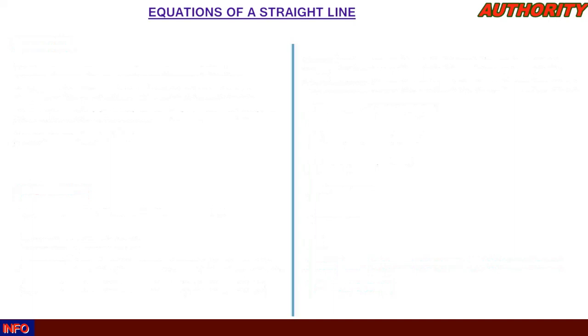Now let's take another special form of equation of a straight line. So which form? We say intercept form. For this intercept form, we're going to make use of the formula x all over a plus y all over b is equal to 1. X all over a plus y all over b is equal to 1.